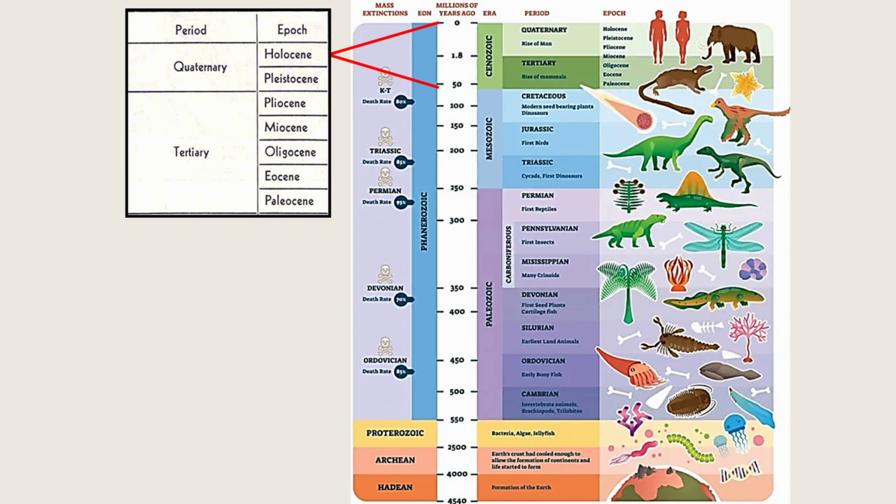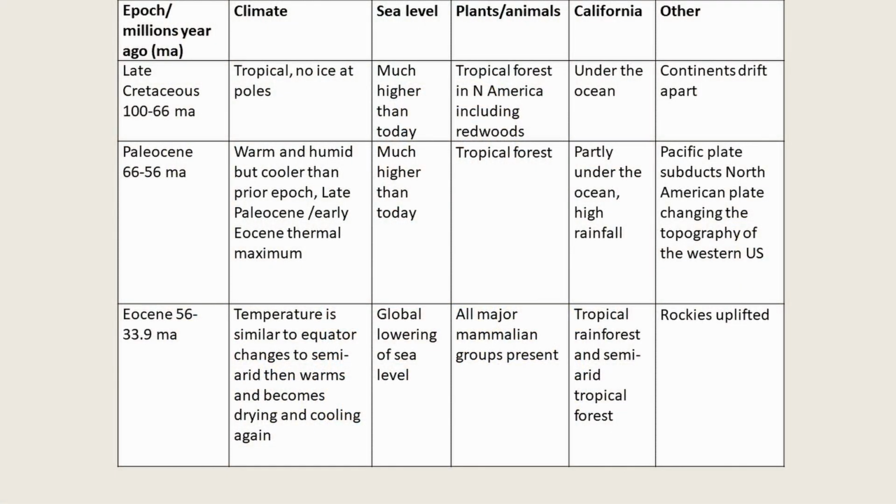Okay, so let's start with the late Cretaceous. This is the end of the dinosaurs. The 66 million marker is when the asteroid hit and the dinosaurs all pretty much went extinct. It was tropical. There was no ice at either pole, and much higher sea level than today. There was tropical forest in North America, including redwoods, which I'll show you in a minute. And California was mostly under the ocean. And the continents were drifting apart, changing.